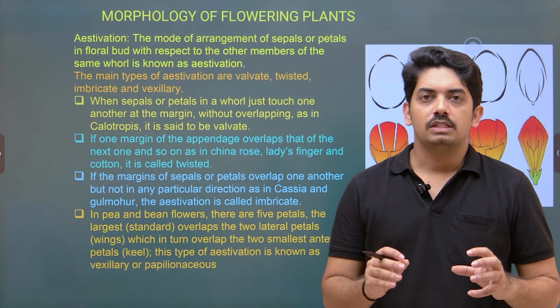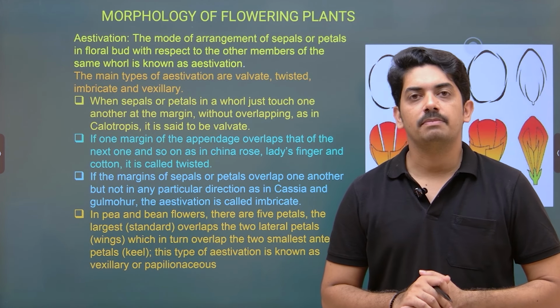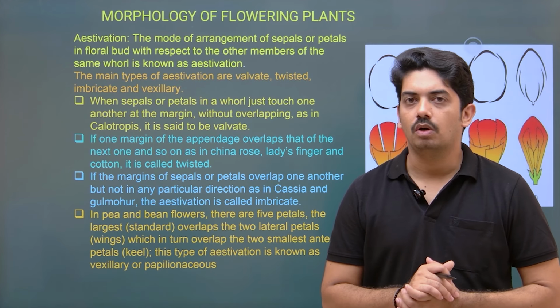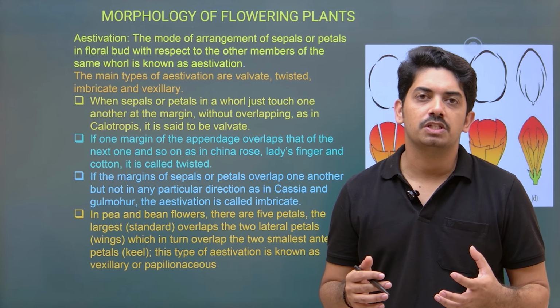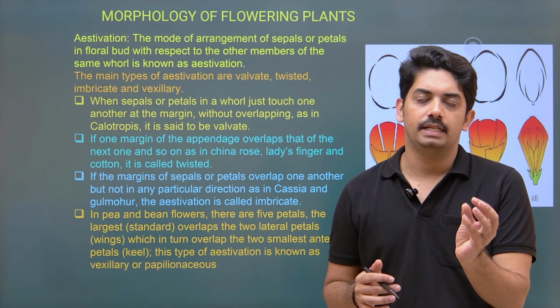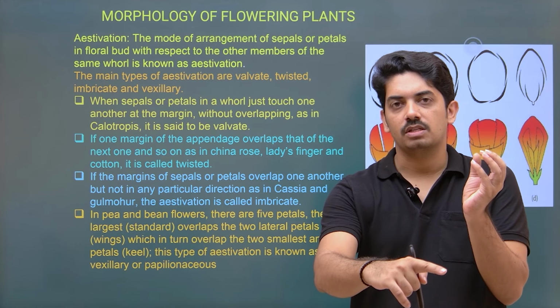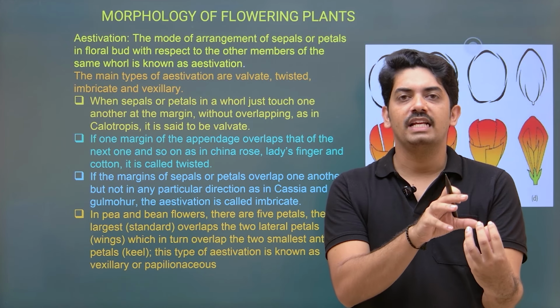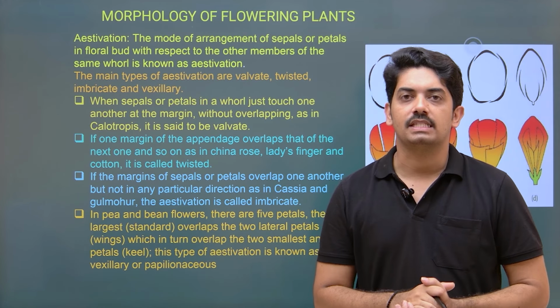Now there is one concept called aestivation. Aestivation means arrangement of sepals and petals in bud condition. So when can we depict the different aestivation in the flower? Only in the bud condition. Take a floral bud, take its cross section, and observe. You can see different arrangements of sepals and petals, and that is what we call aestivation.